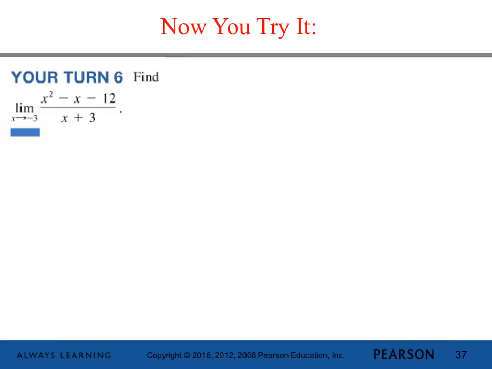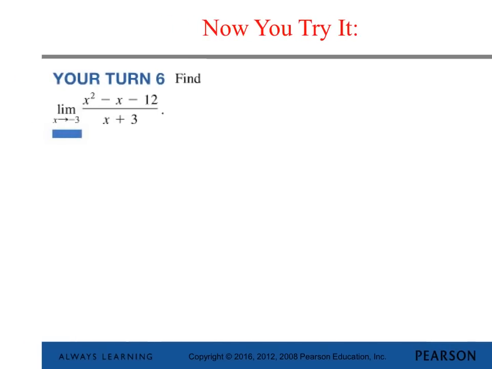So now you try it. And I will give you a little guidance. You're going to have to find your own limits. So the first thing you're going to do, these are just hints, is you're going to find the limit as x approaches -3 of x squared minus x minus 12.